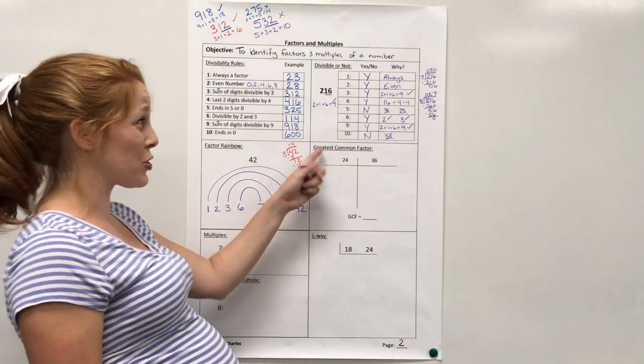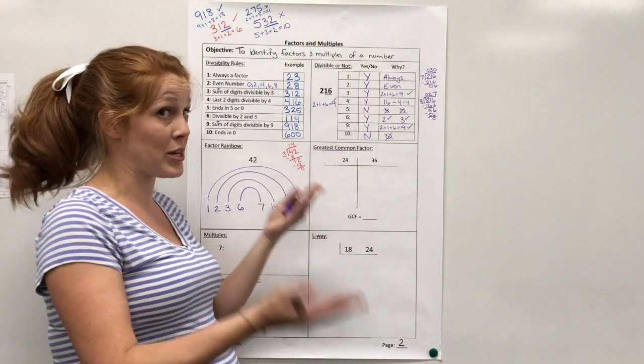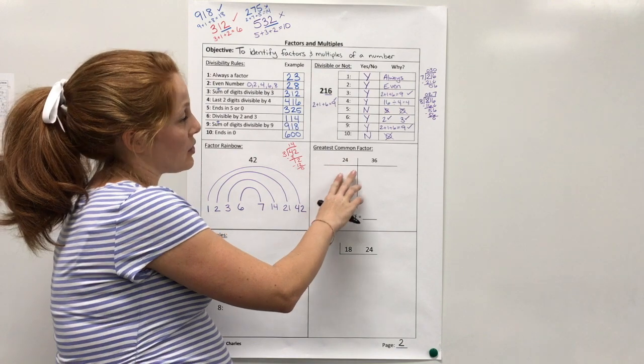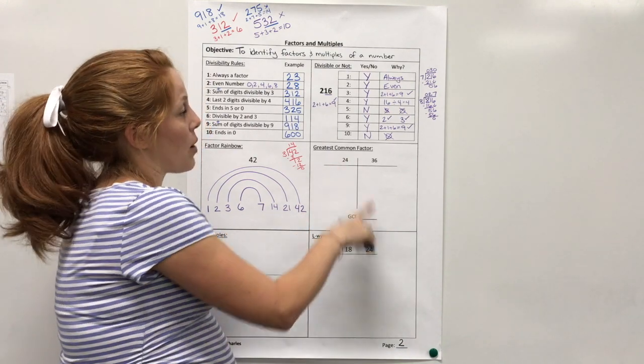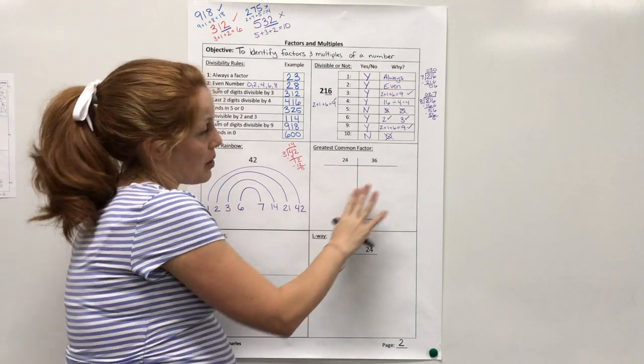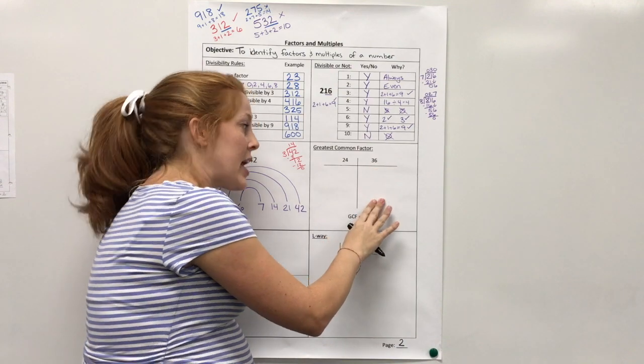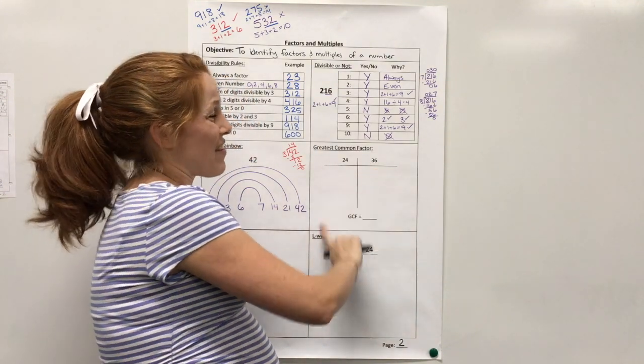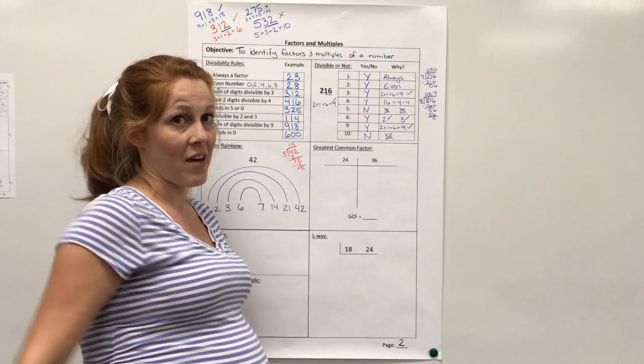Another way you can do this, especially when you're finding the greatest common factor between two numbers, is to make a little chart, a T-chart. So I'm going to find all the factors of 24, I'm going to find all the factors of 36, and then I'm going to see what they have in common and find the greatest one that they have in common.